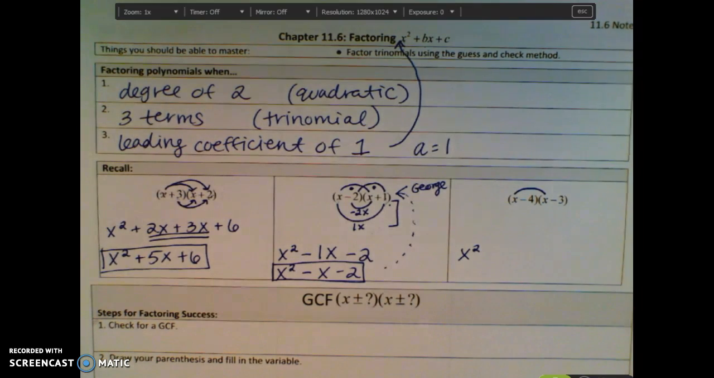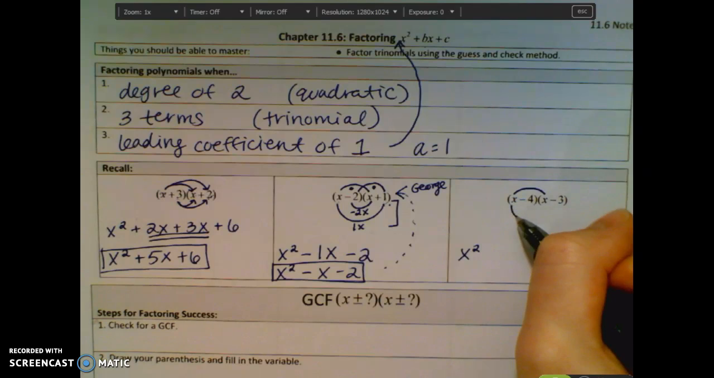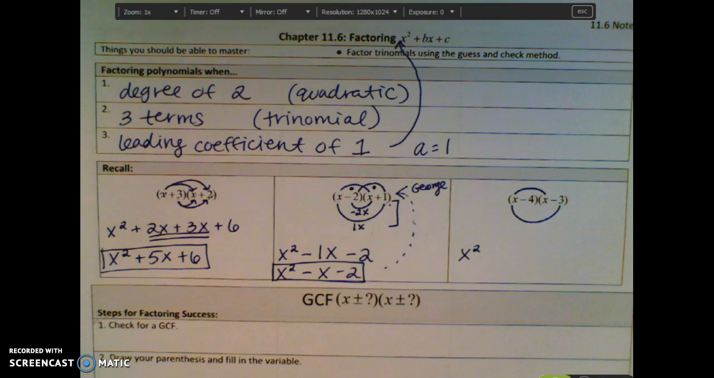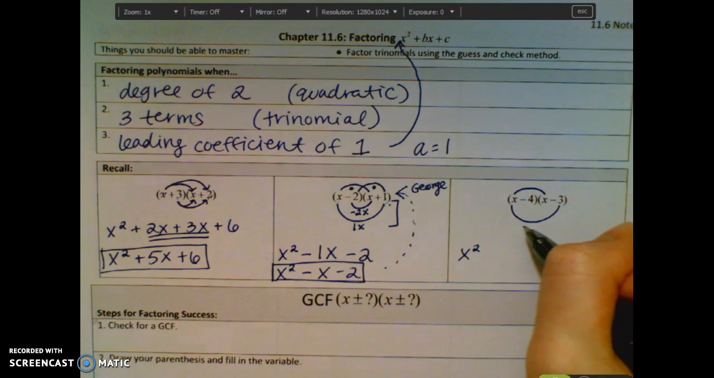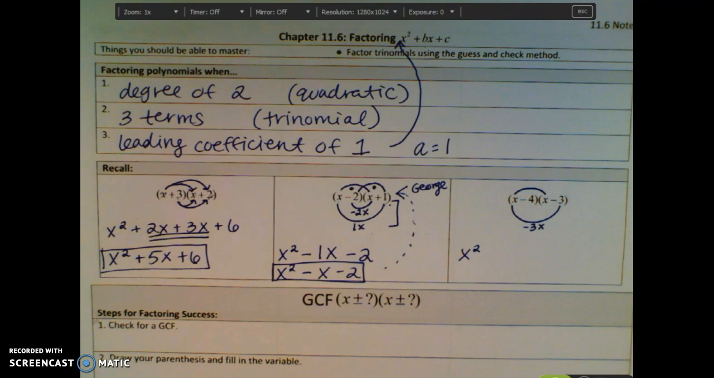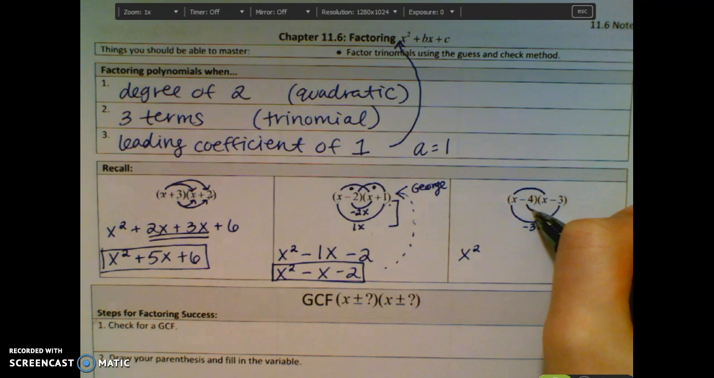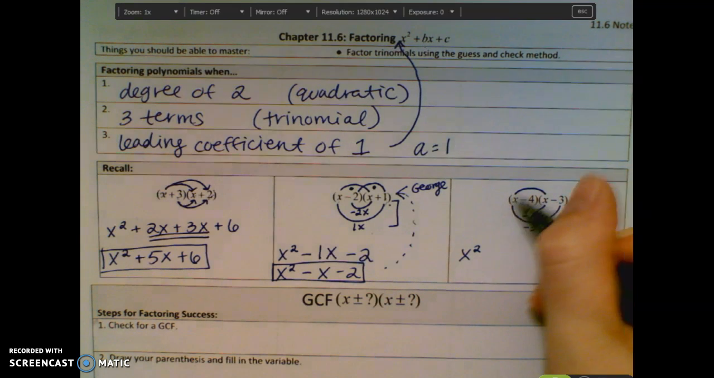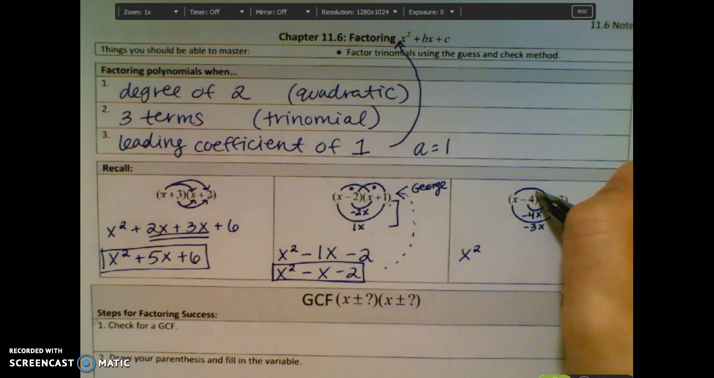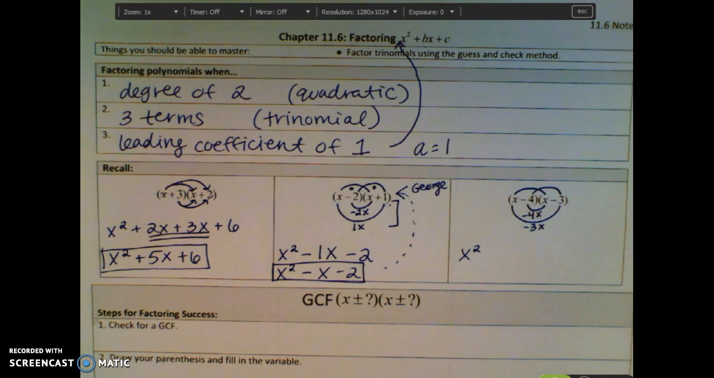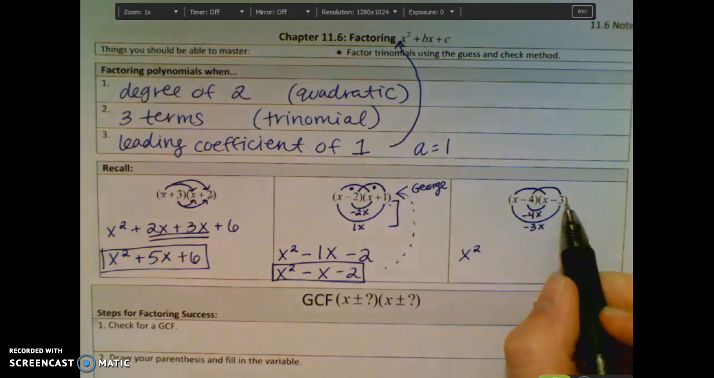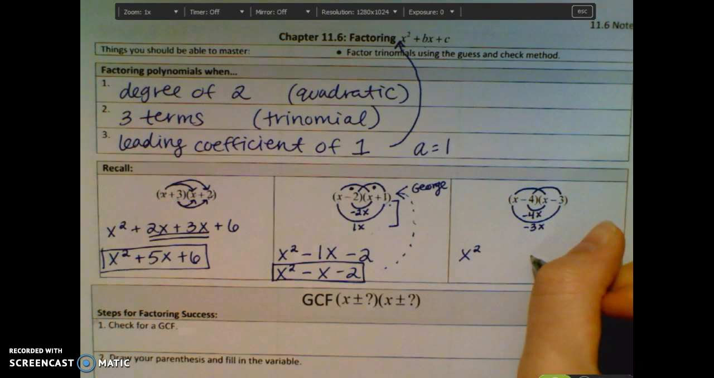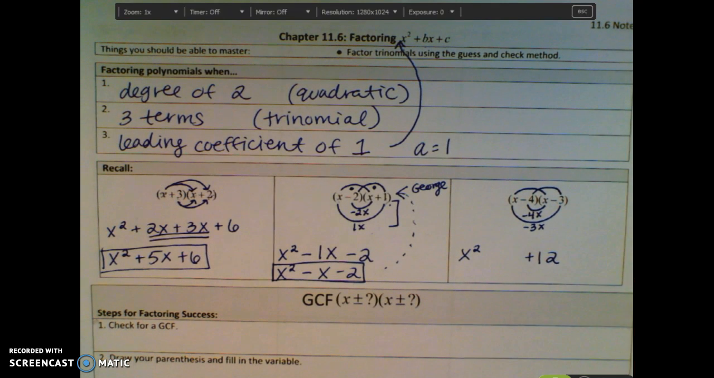So the first thing we do is we take that x times the x, and that gives us x squared. Now we take the x times the negative 3 down below, and x times negative 3 is negative 3x. And then also down below we take that negative 4 times the x, and that gives us negative 4x. So again, we're using our graphic organizer here to distribute this first binomial. And lastly, I take that negative 4 times the negative 3, which gives me positive 12. So I can go ahead and write that at the end.